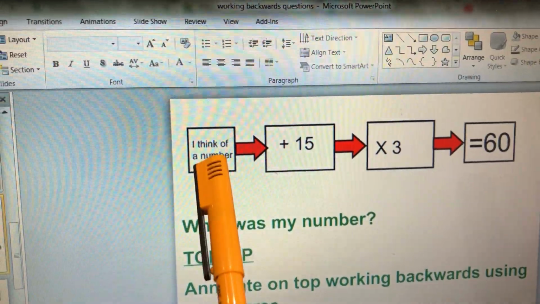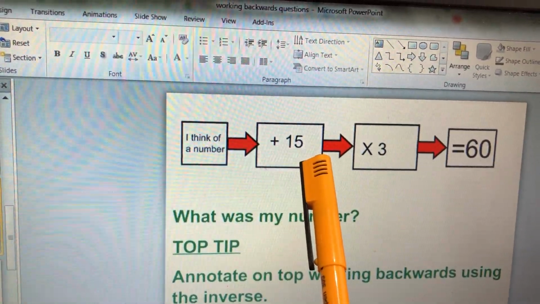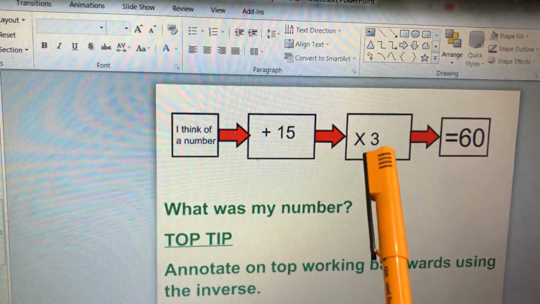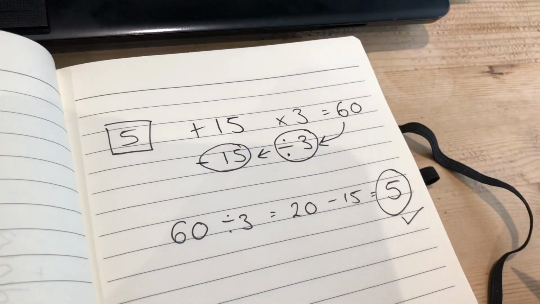Think of a number, 5. Add 15, that would give me 20. 20 times 3 would give me 60. Brilliant. So I know that I'm right. Again, can tick it. That's the joy about these ones.